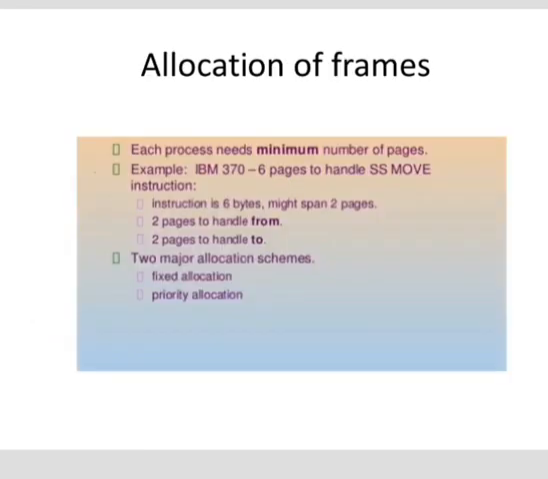Then the next is allocation of frames. Each process needs a minimum number of pages. For example, in IBM 370, there are 6 pages to handle the move instruction. The instruction is 6 bytes, so it might span 2 pages. So 2 pages to handle from and 2 pages to handle to. There are two major allocation schemes, that is fixed allocation and priority allocation.